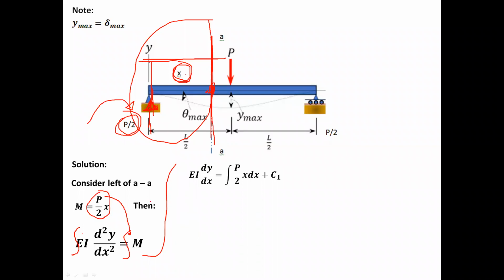So, kapag in-integrate mo ito, ang output, ito. Kapag in-integrate mo ito, magdadagdag ka ng C sub 1. Dito, na-delay lang ng konti yung integration. So, integrate natin. If I'm going to integrate P over 2 of X, what is then the value?